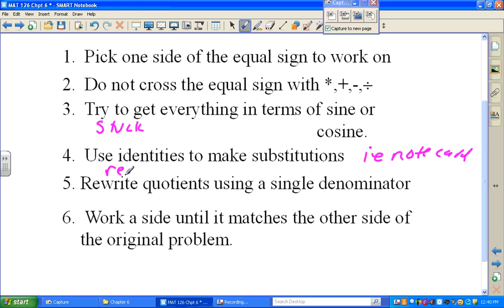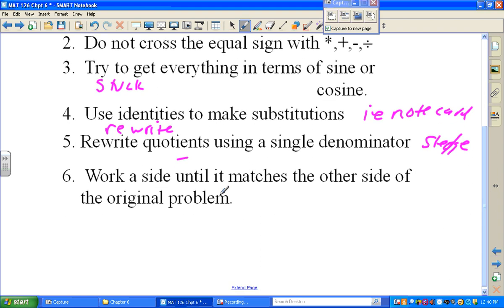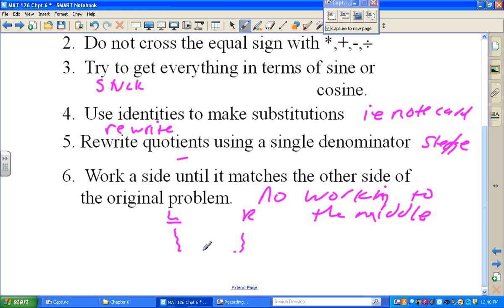Remember, you can rewrite identities to make substitutions. You can rewrite them. You can rewrite quotients. That's where I like to sledge things out from time to time. And then work one side till it matches the original. No working to the middle. That means you can't start on the left, you can't start on the right until they match. That will get you 0 points.